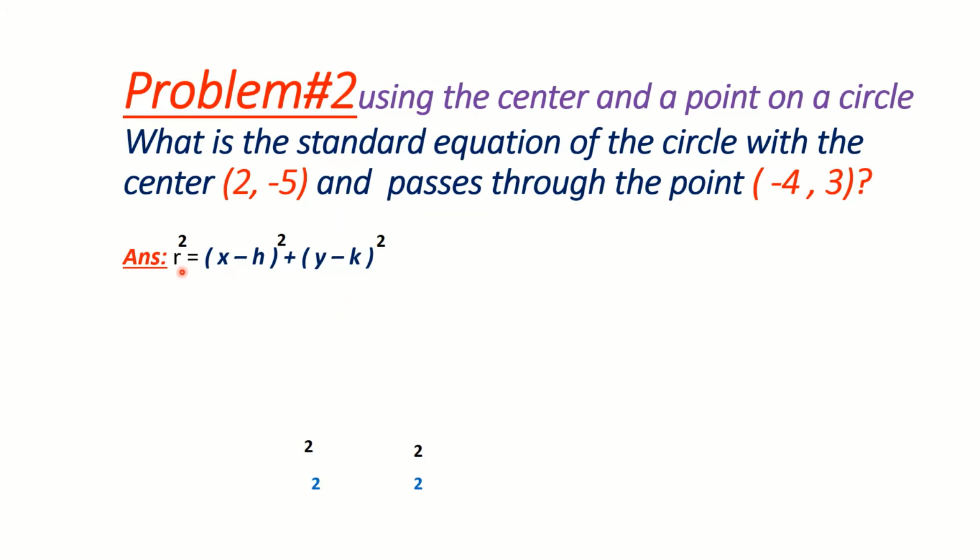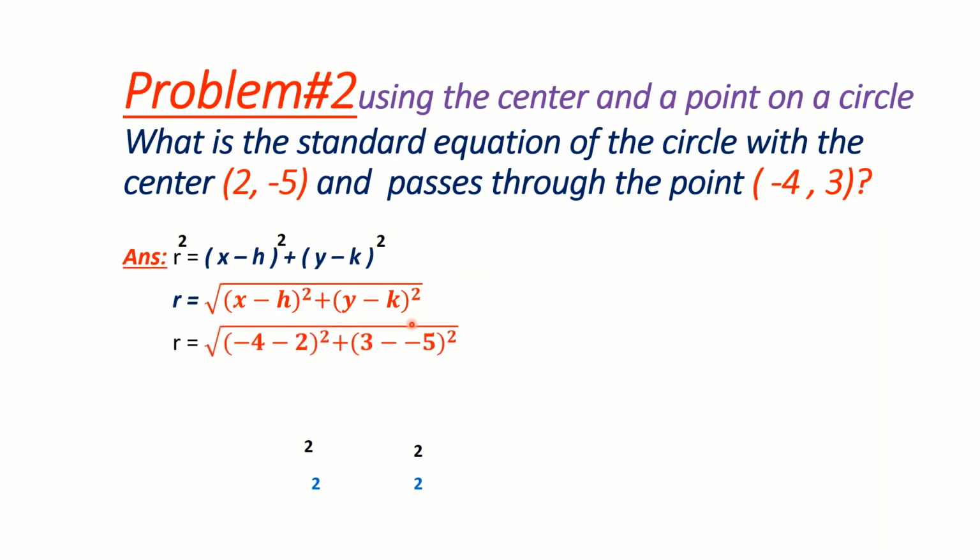We know the standard form of the equation of a circle is r² = (x - h)² + (y - k)². But we can find r by taking the square root of both sides of this equation. R equals the square root of (x - h)² + (y - k)². So r equals, put these values in their place. H is 2 and k is -5.